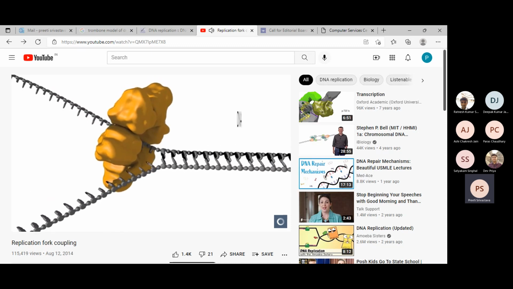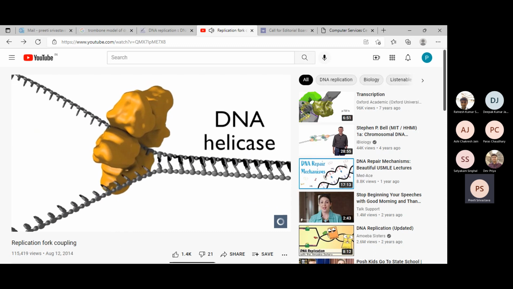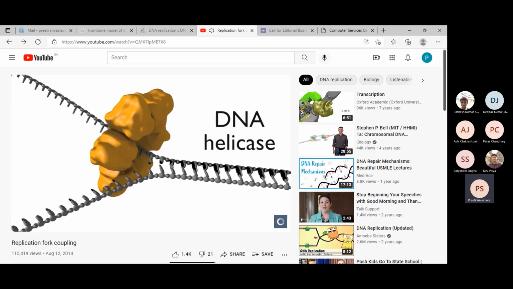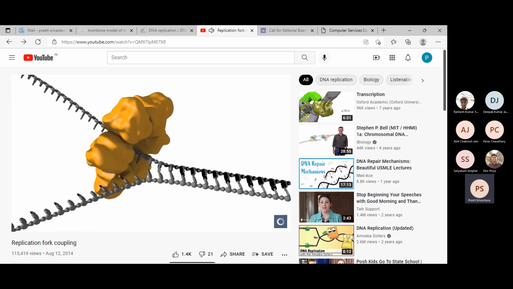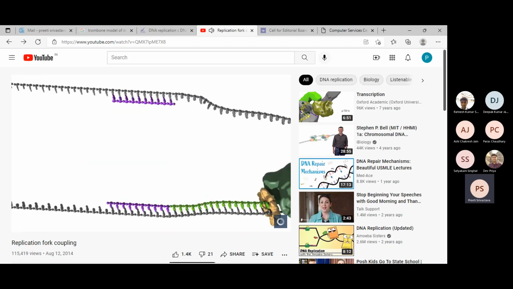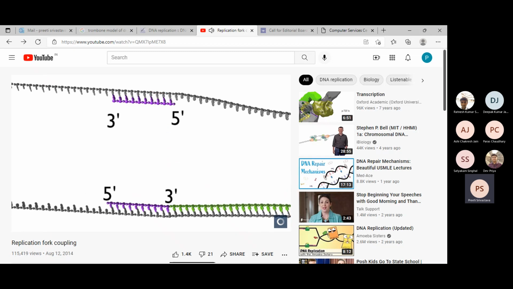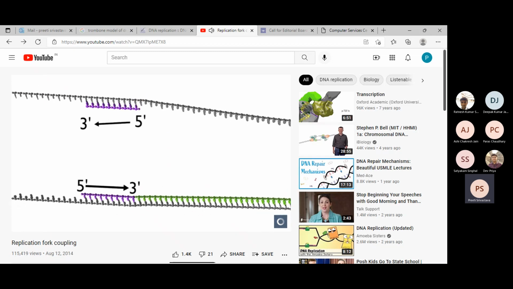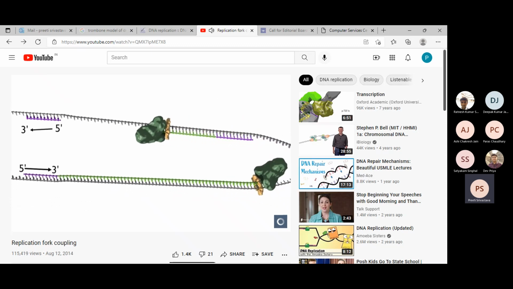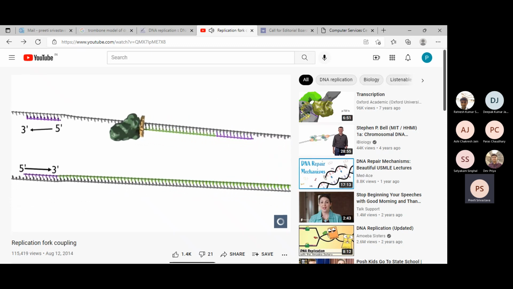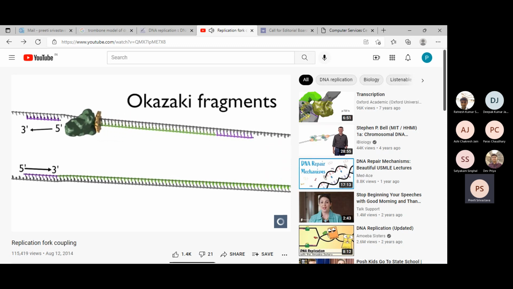A ring-shaped complex called DNA helicase first separates the parental DNA strands. This separation gives the DNA polymerases the access they need to allow copying. The new DNA strand is always made in the 5' to 3' direction. Because the replication of the two DNA strands is coupled, the leading strand is copied continuously, while the lagging strand is copied in short stretches called Okazaki fragments.